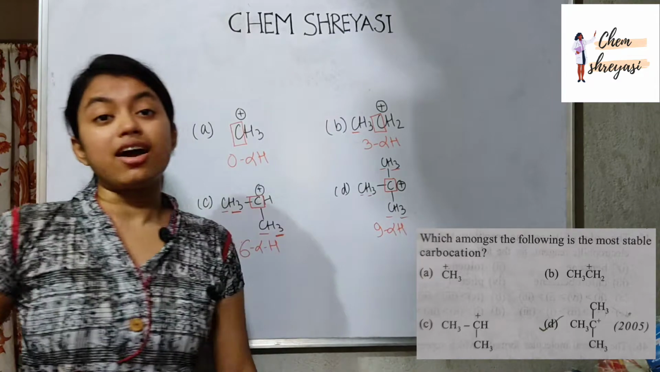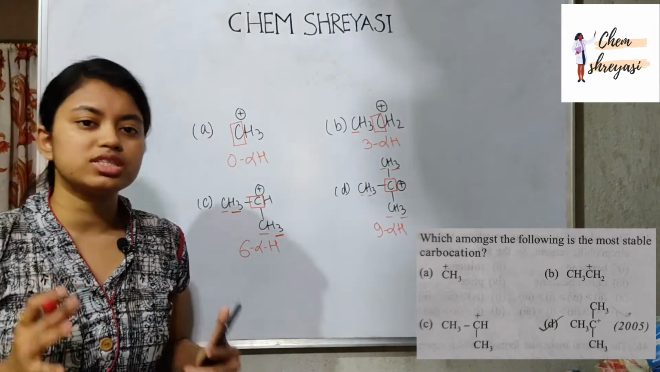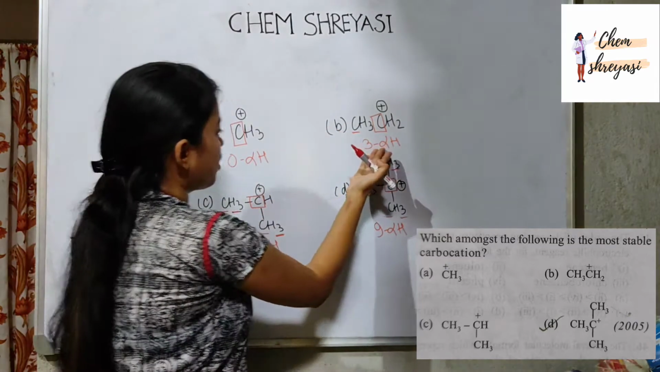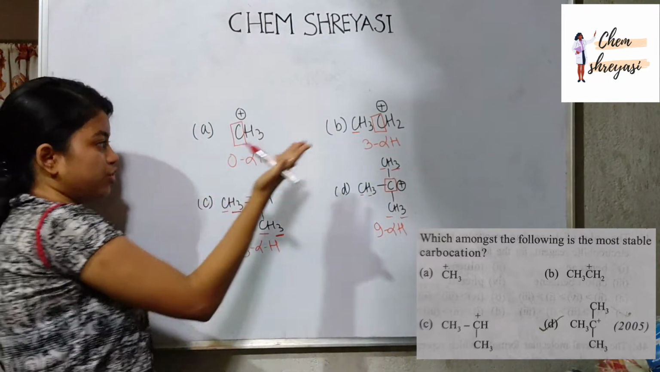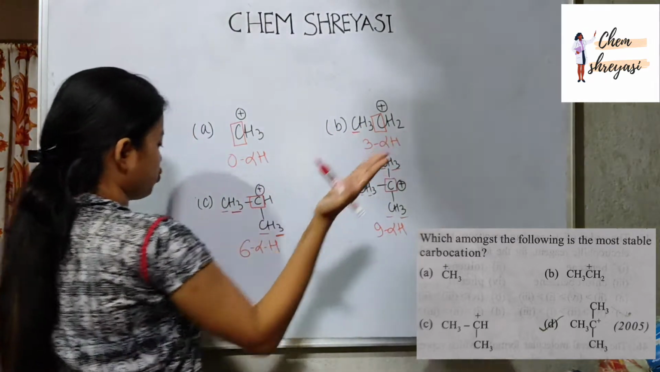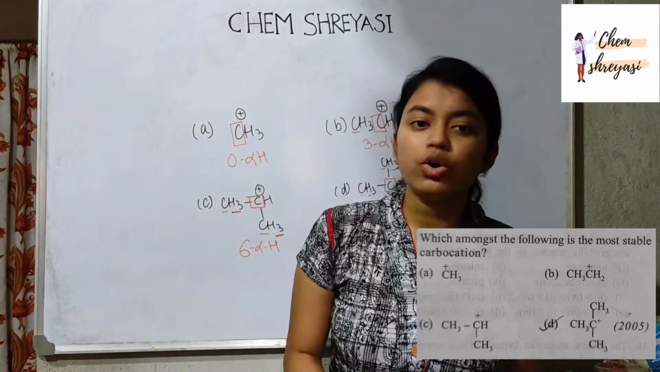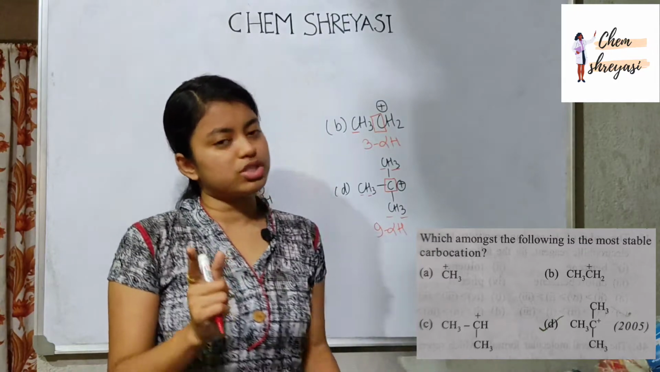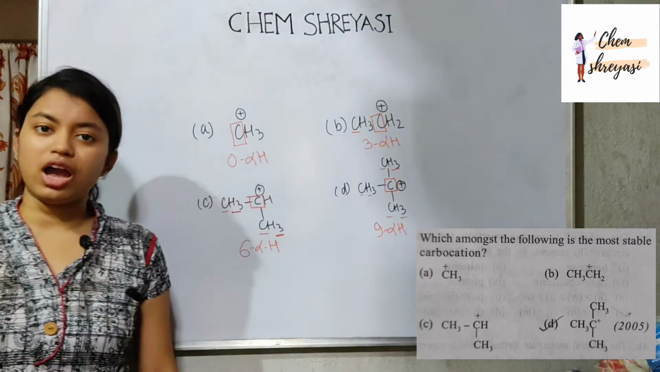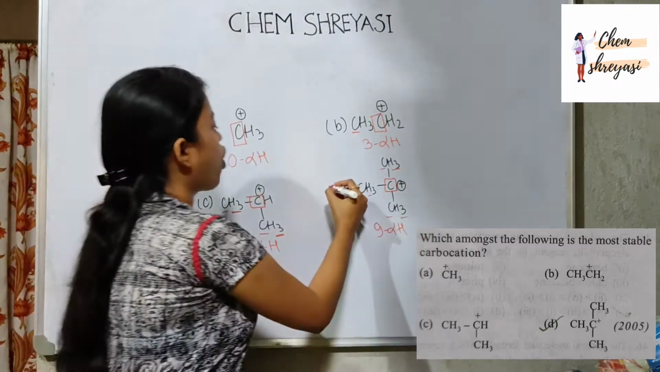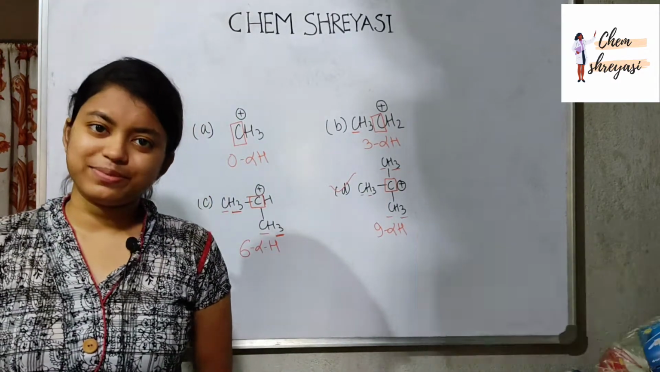So, we can easily understand which one is the most stable system in this case, because this has 0 alpha hydrogen, this has 3 alpha hydrogen, 6 alpha hydrogen and 9 alpha hydrogen. We all know that the more the number of alpha hydrogen present in a system, the more there will be hyperconjugation and the more the molecule will be stable. So, in this case, option D is the right answer.